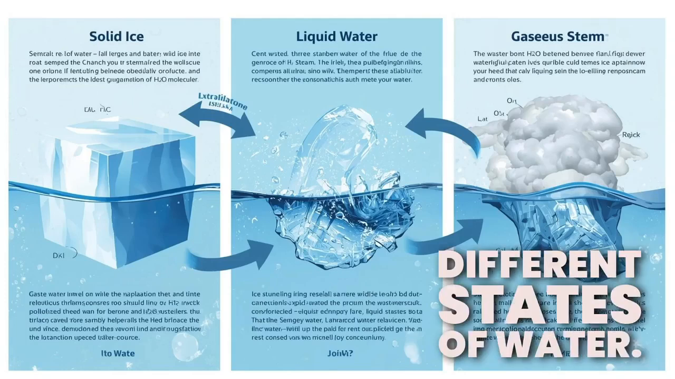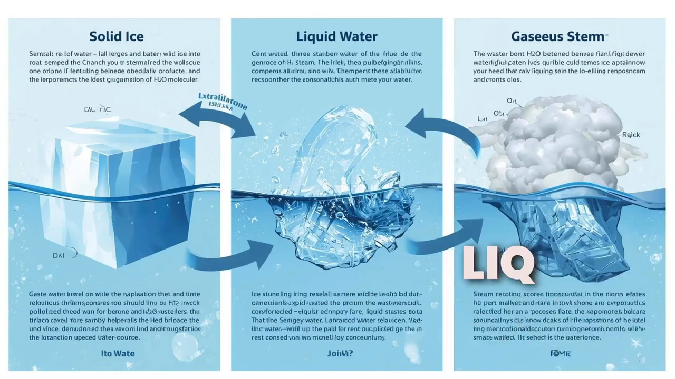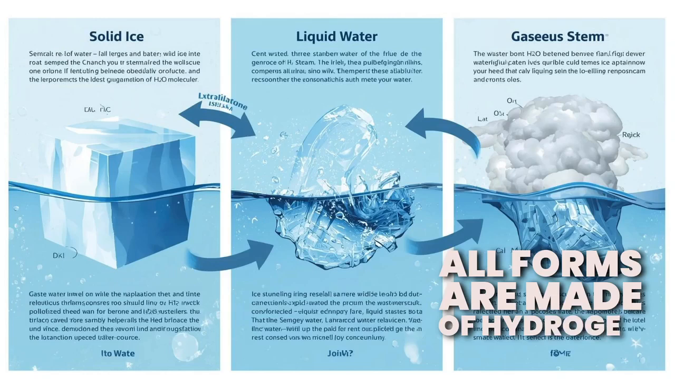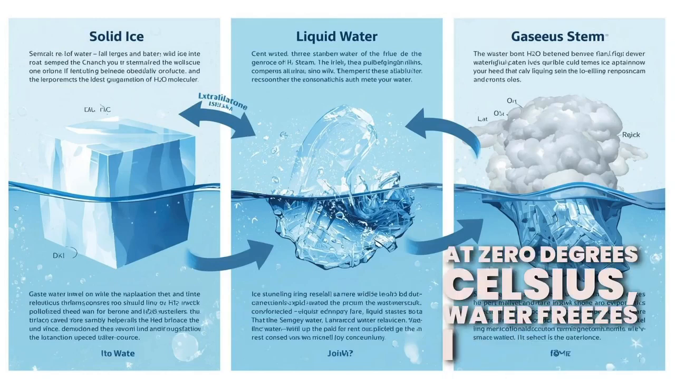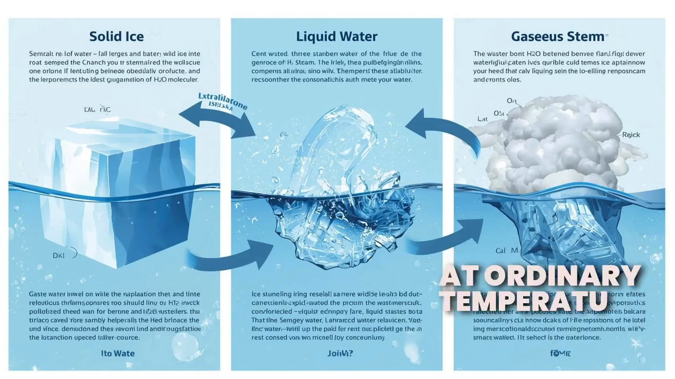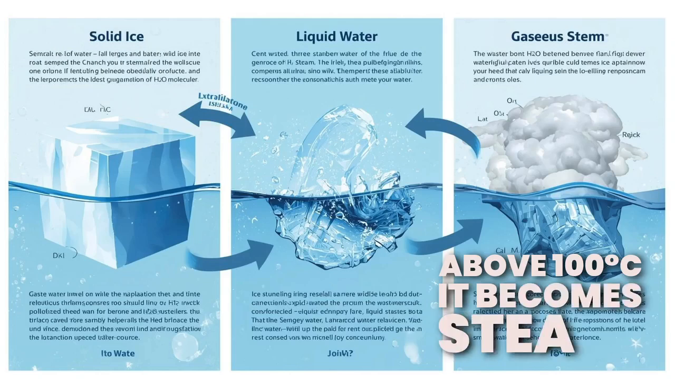Different states of water. Water exists in 3 states: ice, solid; water, liquid; and steam, gas. All forms are made of hydrogen oxide molecules. At 0 degrees Celsius, water freezes into ice. At ordinary temperature, it is liquid. Above 100 degrees Celsius, it becomes steam.